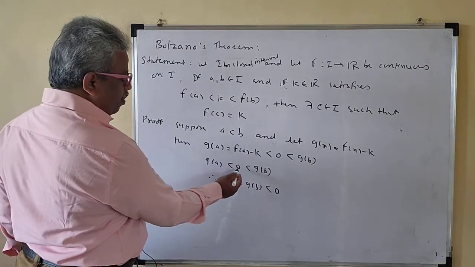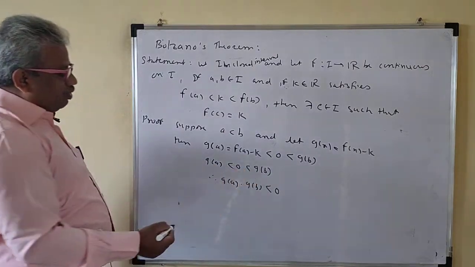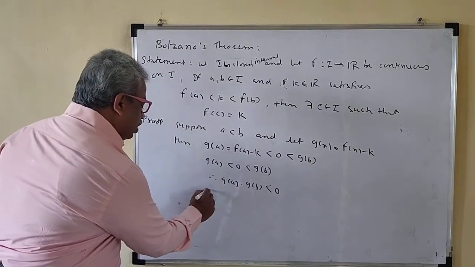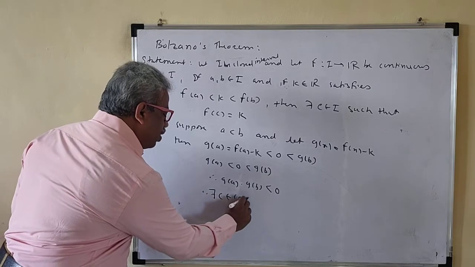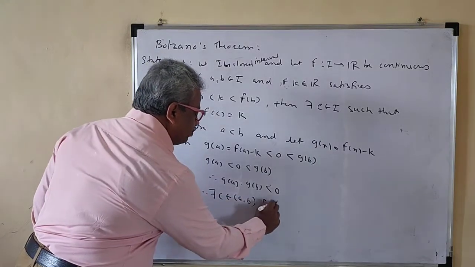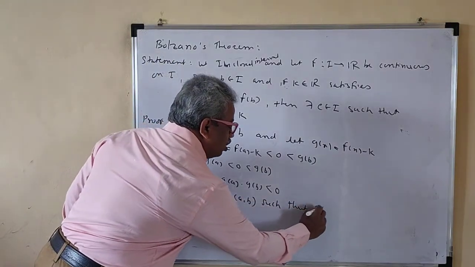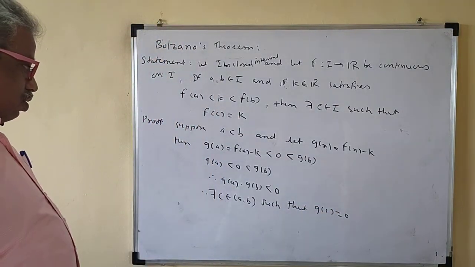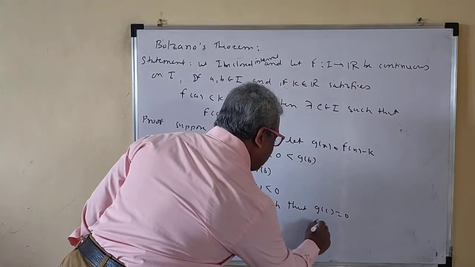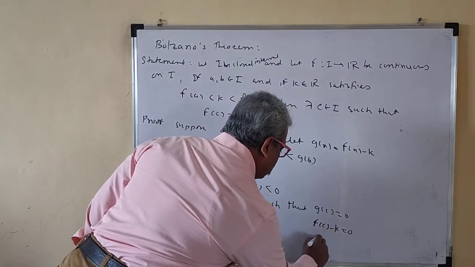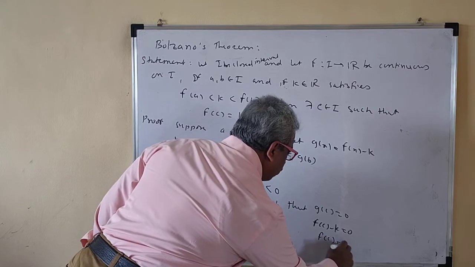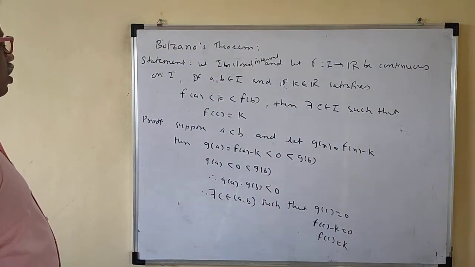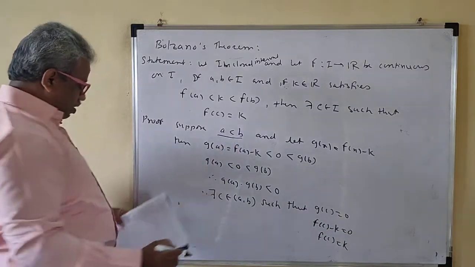So see, g(b) is positive and g(a) is negative. That means their product is negative. So therefore there exists c belonging to the open interval (a, b) such that g(c) equals 0. But what is g(c)? This is f(c) minus k equals 0. Therefore f(c) equals k. Okay, so this is for a less than b.